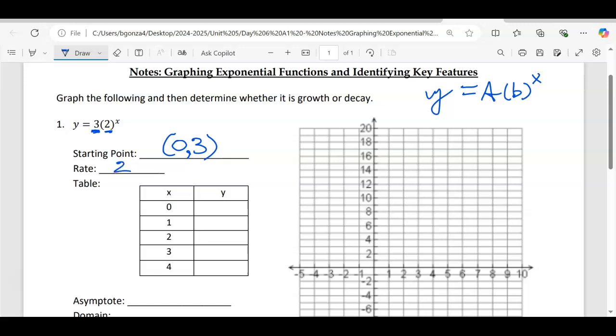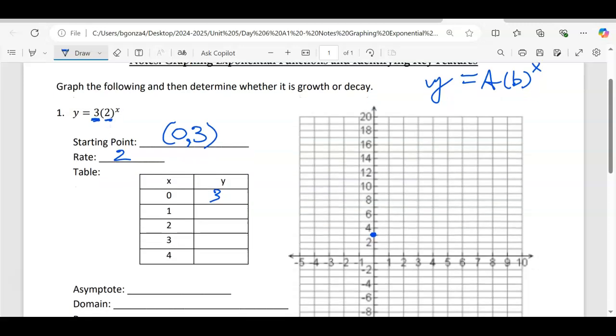Now, look at this table. I know the first point has to be 3 because we just wrote the point right there. (0, 3). And you know what? You can plot that point on the y-axis. (0, 3) is right here. Put a dot. Cool. Now here's the new thing for today.